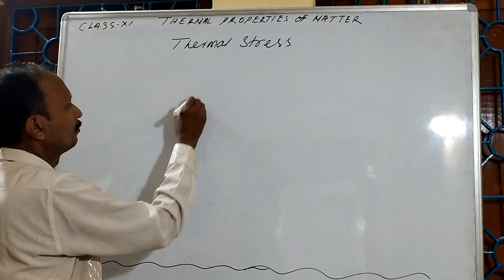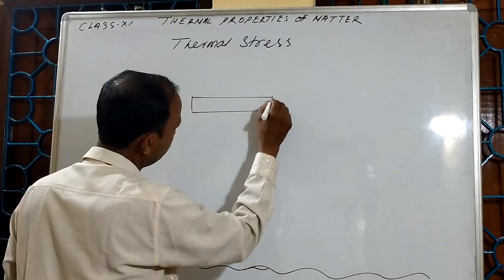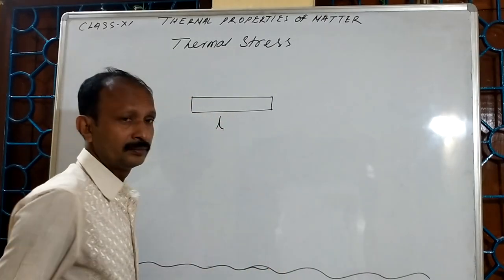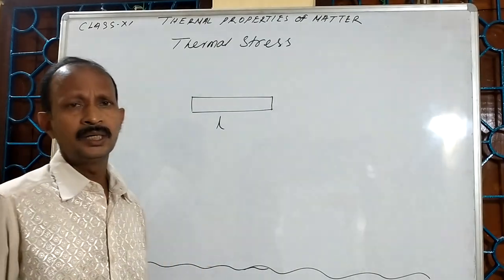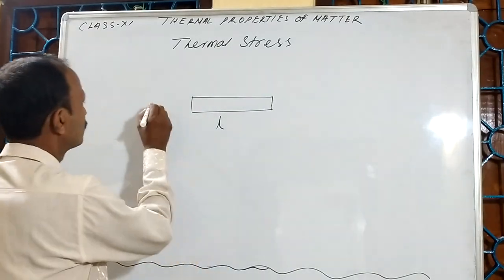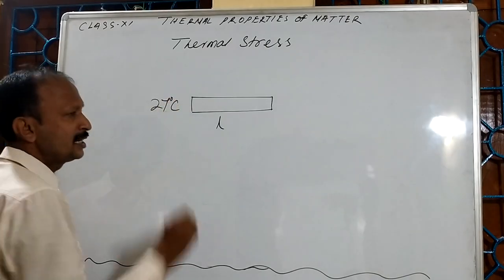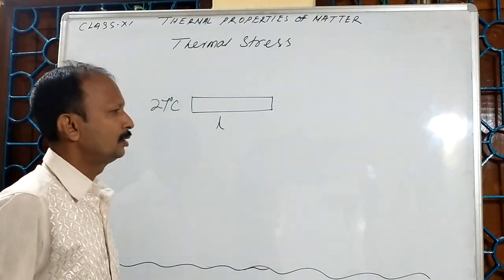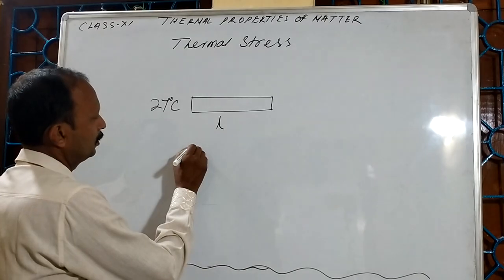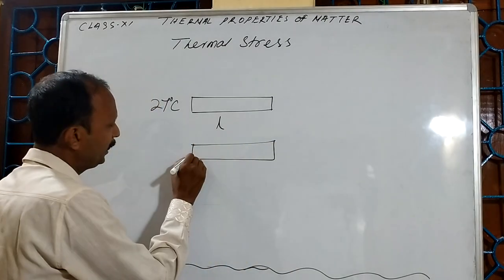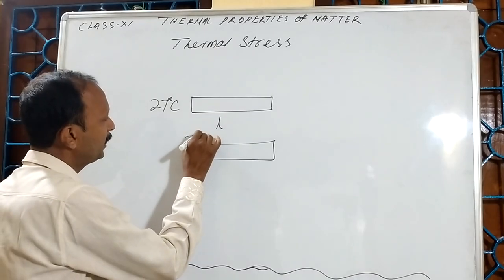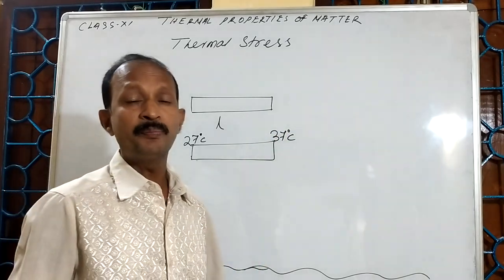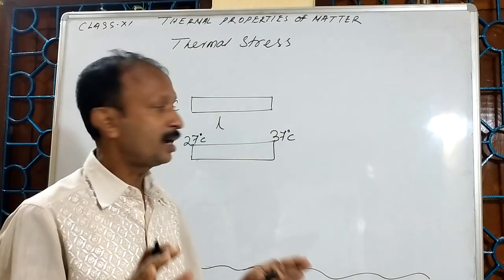suppose this is a piece of metal. Its length is L and its temperature is 27 degrees Celsius. You can say this is the room temperature. Now, suppose its temperature we raised from 27 degrees Celsius to 37 degrees Celsius, that means the change in temperature is 10 degrees Celsius.